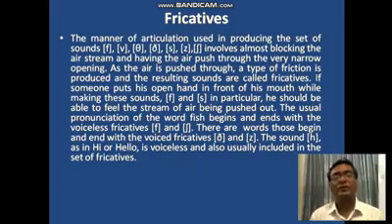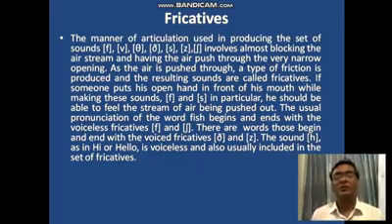There are words that begin and end with the voiced fricatives "v" and "z". The sound "h" as in hi or hello is voiceless and also usually included in the set of fricatives. Now what does fricative mean? Fricative means friction. There should be a kind of friction.